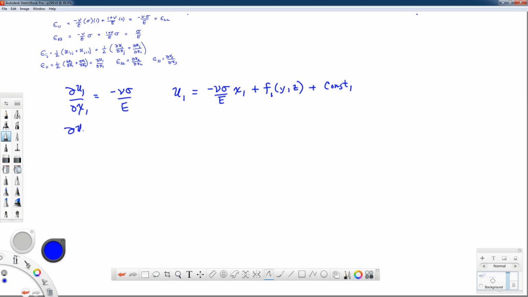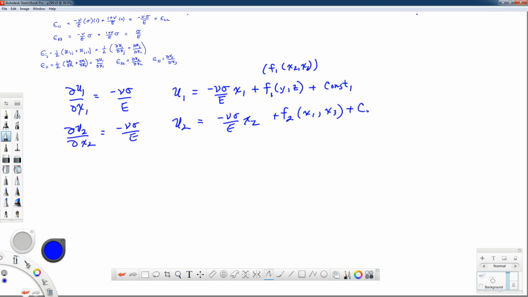Our next one, we can do the same thing. We can have the partial derivative of u2 with respect to x2 equal to minus nu sigma over E again. For u2, we're integrating that with respect to x2. It's going to be minus nu sigma over E x2, but then we could have an arbitrary function of, well, this one would have been x2 and x3 if I'm using this notation. We could have an arbitrary function f2 of, let's see, instead of y and z, we're integrating with respect to y, so it would be a function of x and z, so that would be x1 and x3, plus a constant of integration, a different constant of integration.